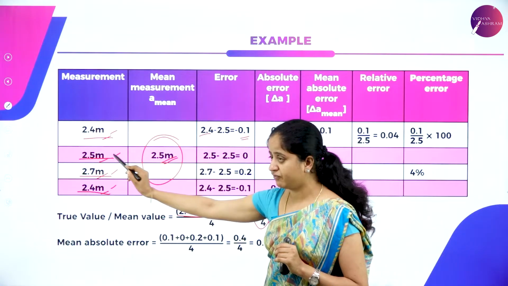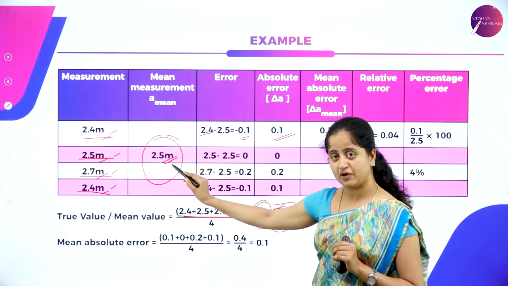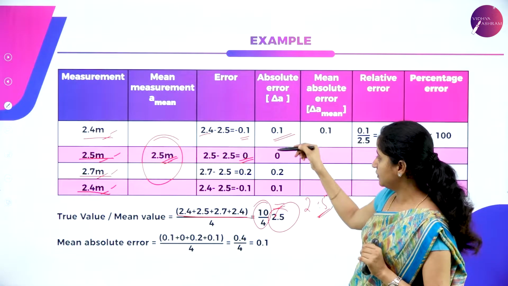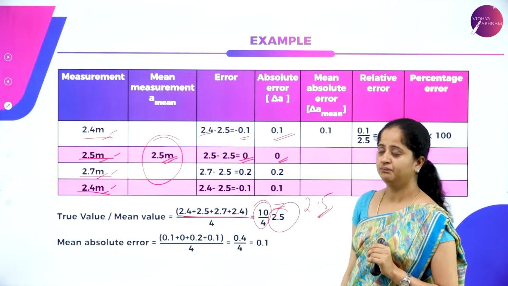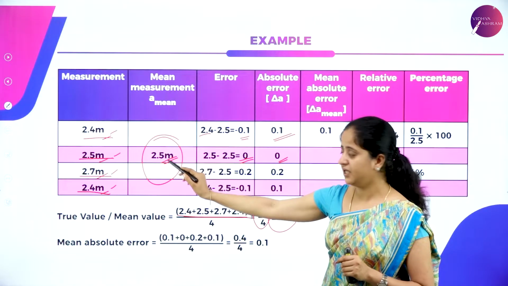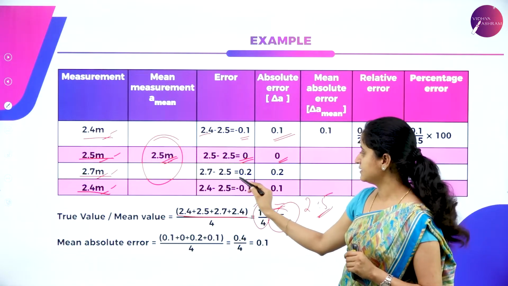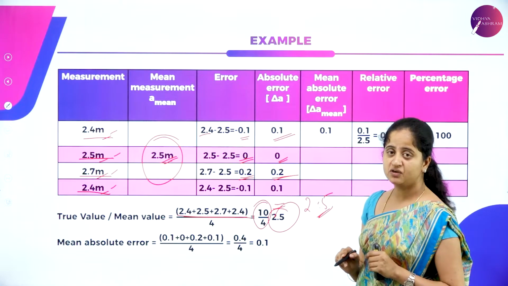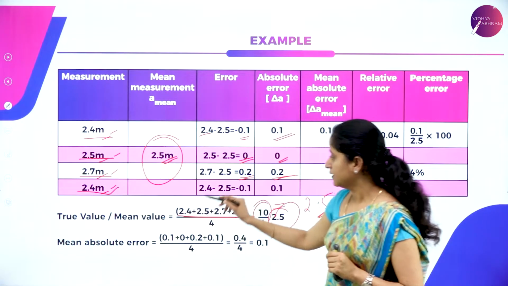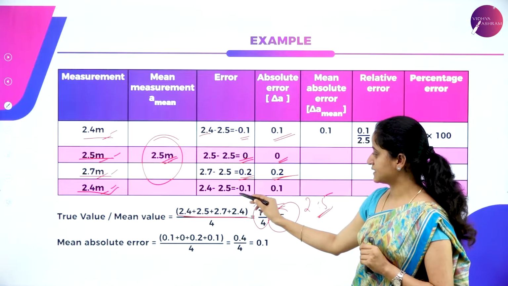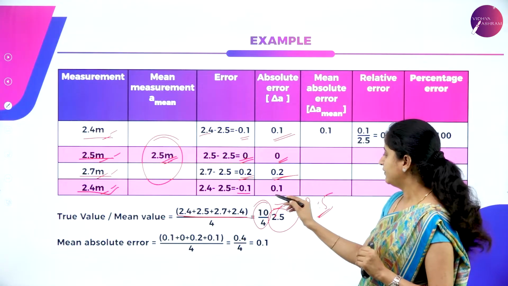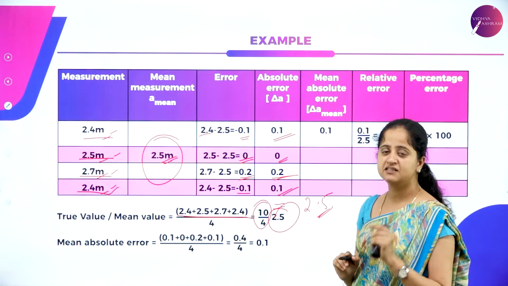And next we have 2.5. Here also we have the mean measurement 2.5. Taking the difference, the answer we get is 0. So the absolute error is 0. Next measurement we have 2.7 and the mean is 2.5. 2.7 minus 2.5 is 0.2. Again, the absolute error in this measurement is 0.2. We have 2.4 again. 2.4 minus 2.5 gives us minus 0.1. Since we have to consider only the magnitude, the absolute error in this measurement is 0.1.